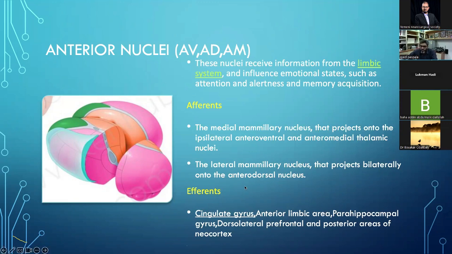And the efferents from the anterior group of nuclei travel to the cingulate gyrus, anterior limbic area, parahippocampal gyrus, the dorsolateral prefrontal, and posterior areas of the neocortex.